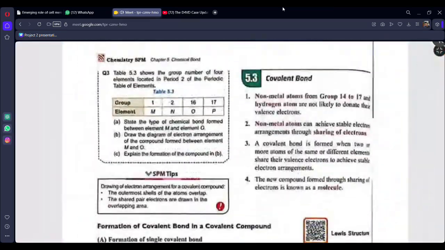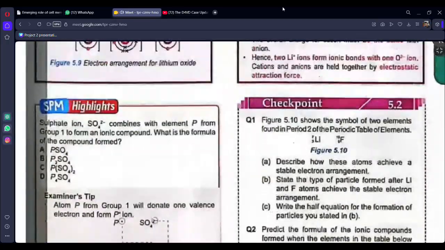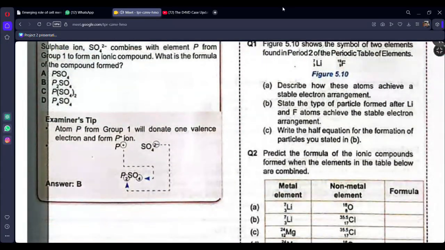Okay, now let's move on to covalent bond. You guys don't really have to do this, just do this as your own revision. Then if you don't know, you can just send me a message whenever you want.